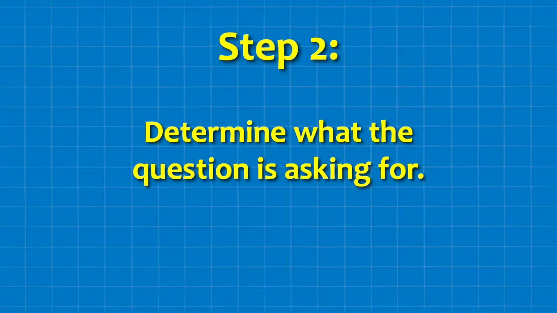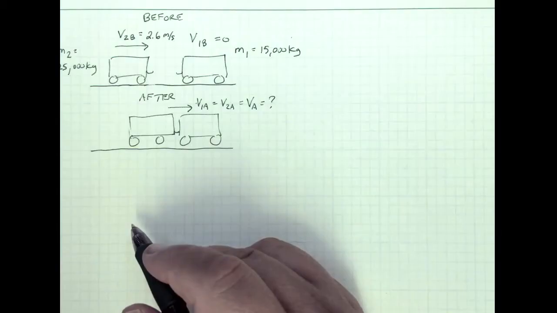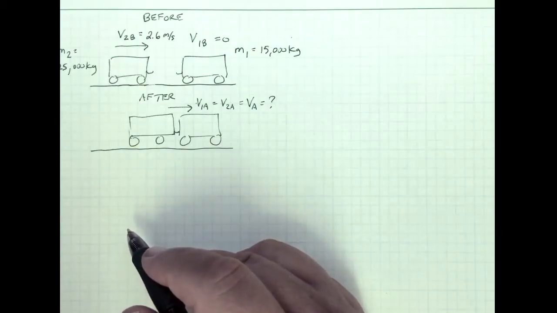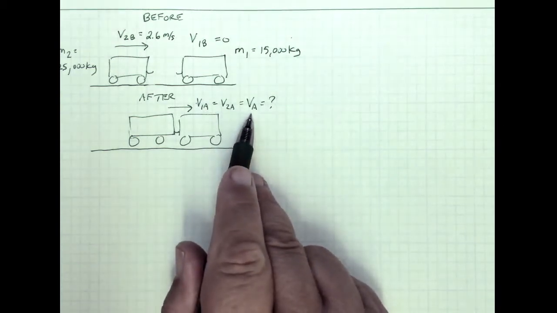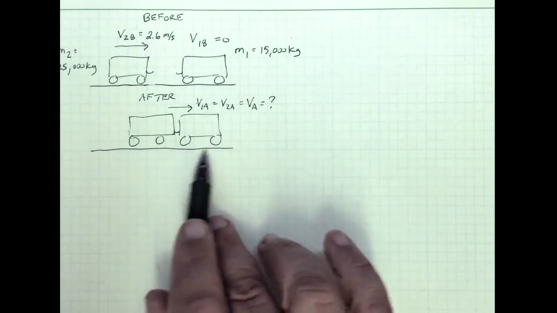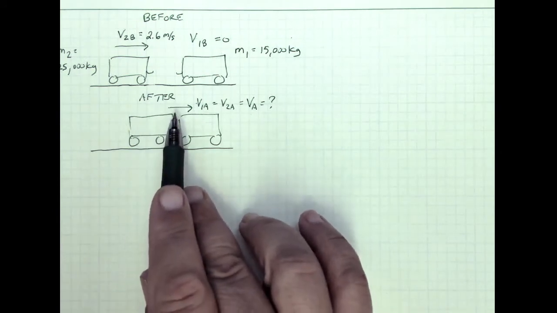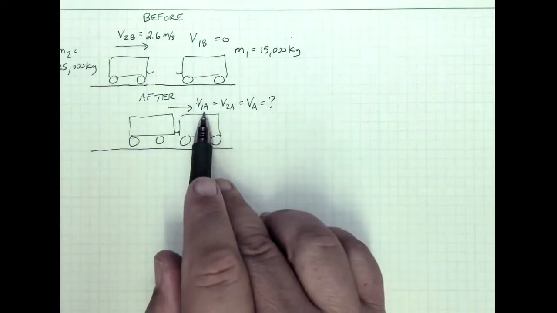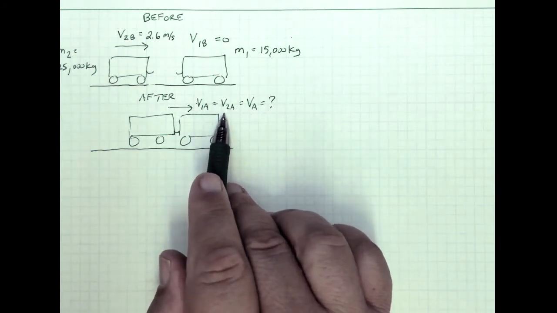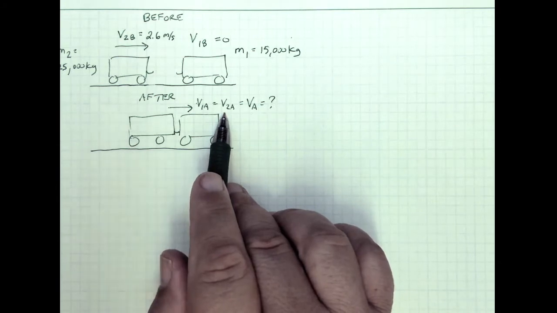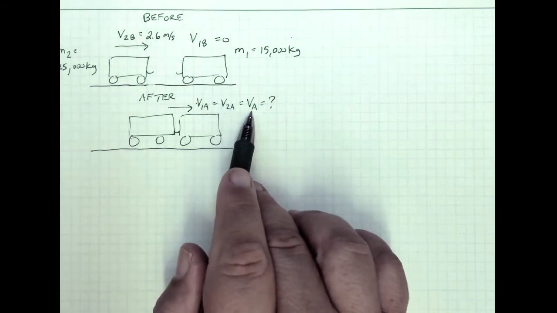The second part of the problem-solving process is to figure out what we are being asked for. Well, we're being asked for the momentum of each car before the collision, and we are also being asked for their common velocity after the collision. So we'll put that on our diagram as well. We'll draw a diagram showing the two cars traveling together after the collision, and the velocity of car 1 after the collision is the same as the velocity of car 2 after the collision because they are linked together, and we will simply call this a common velocity after the collision, VA.